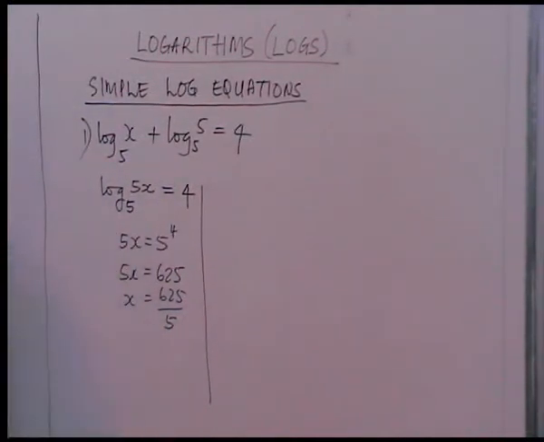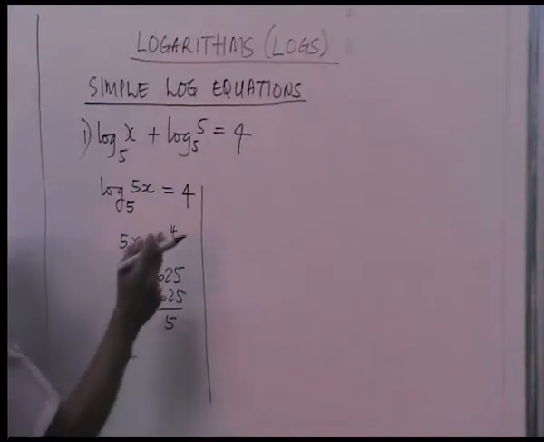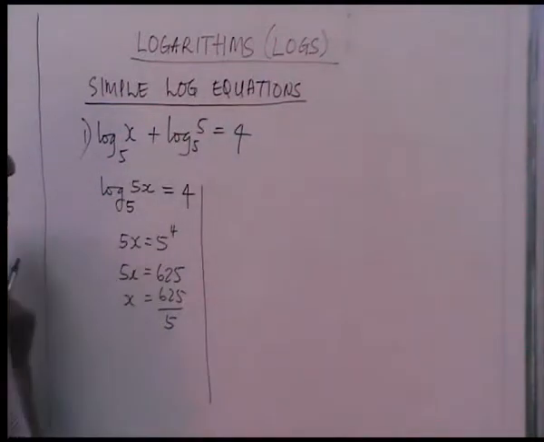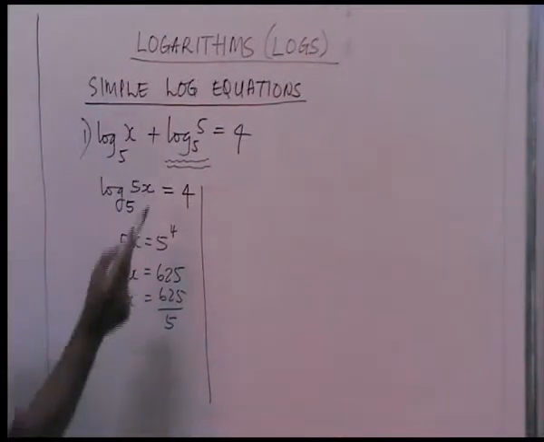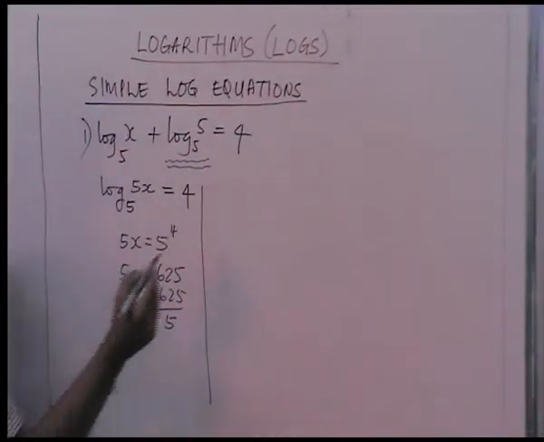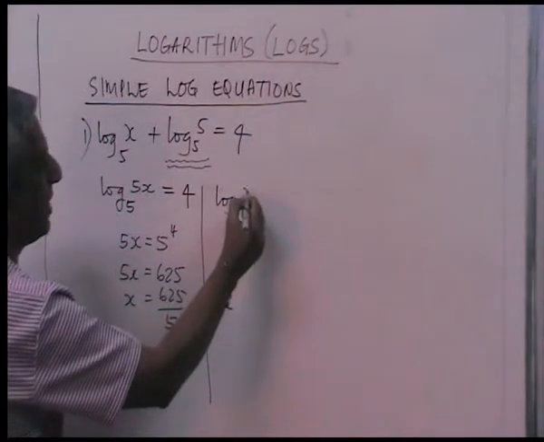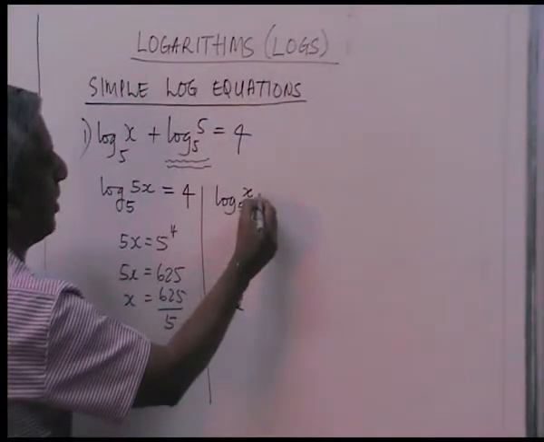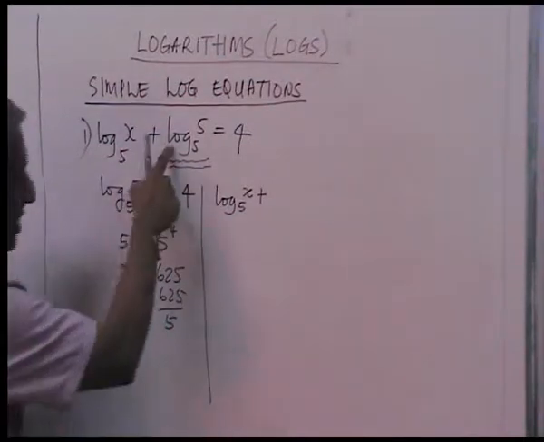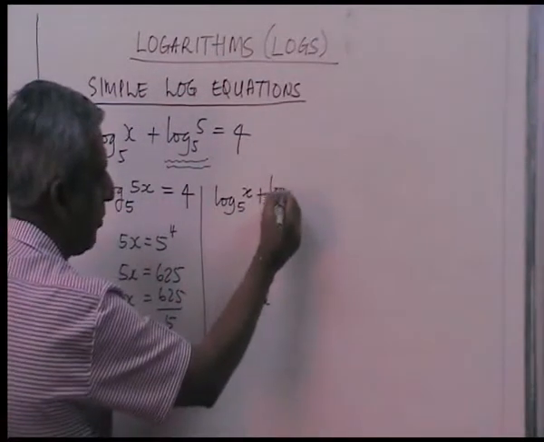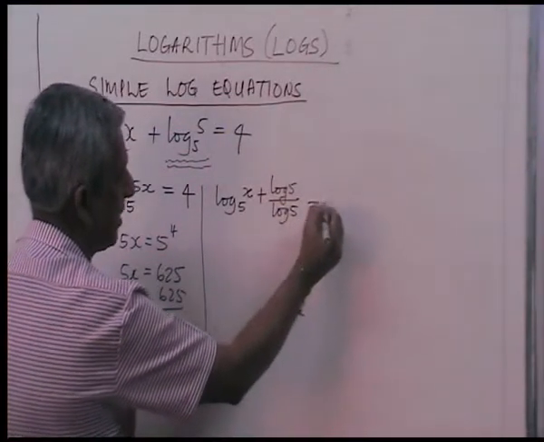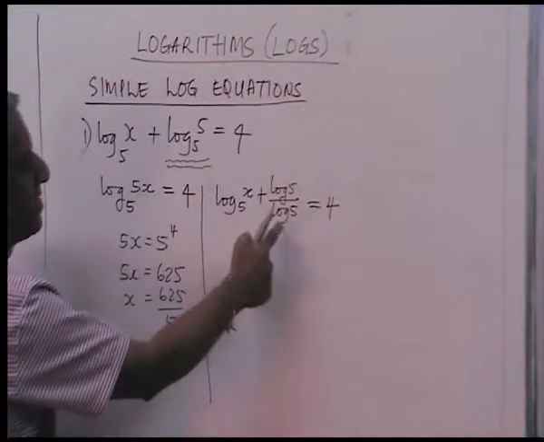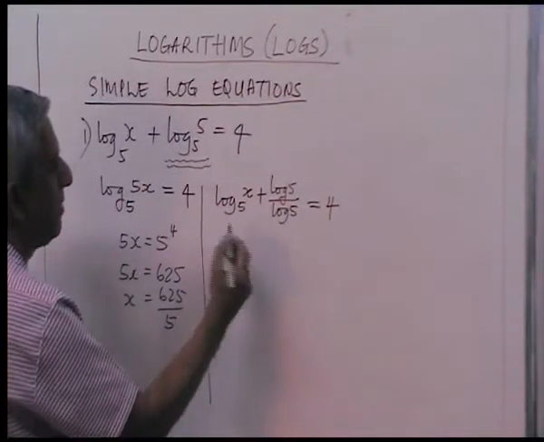But the same example can be done very easily using another method. The other method will be, you spotted this section here, and you decided to change base here. So you'll say, well, log of x to the base 5 plus, you take this and you put it in the calculator. So before you put it in the calculator, you're going to say log 5 divided by log 5 is equal to 4. So you're changing base there, and you're welcome to do that.